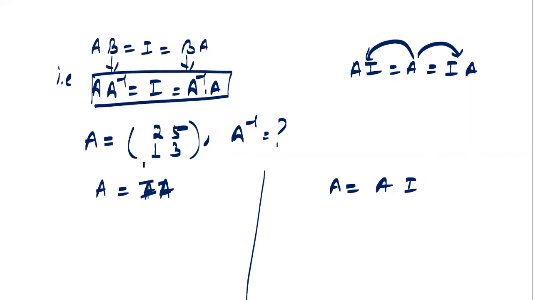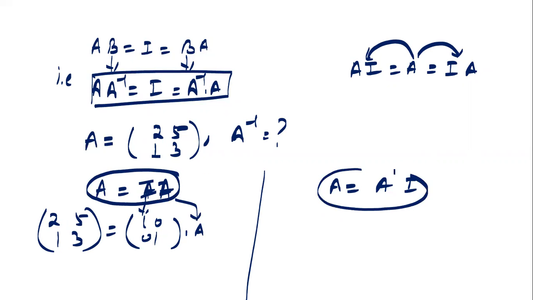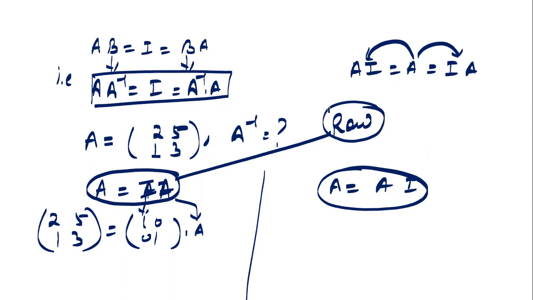What I will do, I will substitute this matrix 2, 5, 1, 3 and identity matrix 1, 0, 0, 1, and A will remain as it is, this A. Similarly here. So what is the purpose? If I am writing A equals IA and I am writing A equals AI, in this case, I will apply row transformation method to find out the inverse.